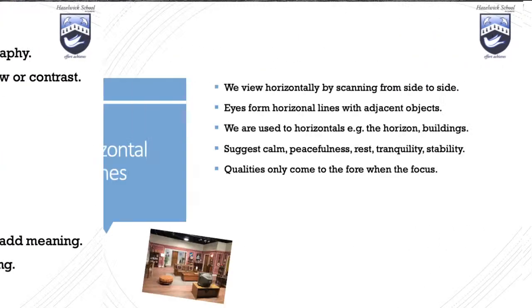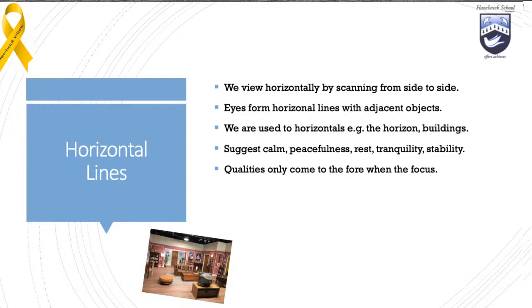So let's go on and have a look at horizontal lines. The human eye naturally works in a horizontal way, you scan from side to side when you look at things. Yes, you look things up and down, but eyes form horizontal lines with adjacent objects. So if you're looking at objects that are in the same plane, the same distance apart, your eyes will form lines between them anyway. We're used to horizontals. Horizontals like the horizon. Horizontals like buildings. Now, in photographic or art terms, when you introduce horizontal lines into your images, you get this sense of calmness, peacefulness, rest, tranquility, stability, and so on. So that's the sort of feeling that gets conjured up by using horizontals in your work.